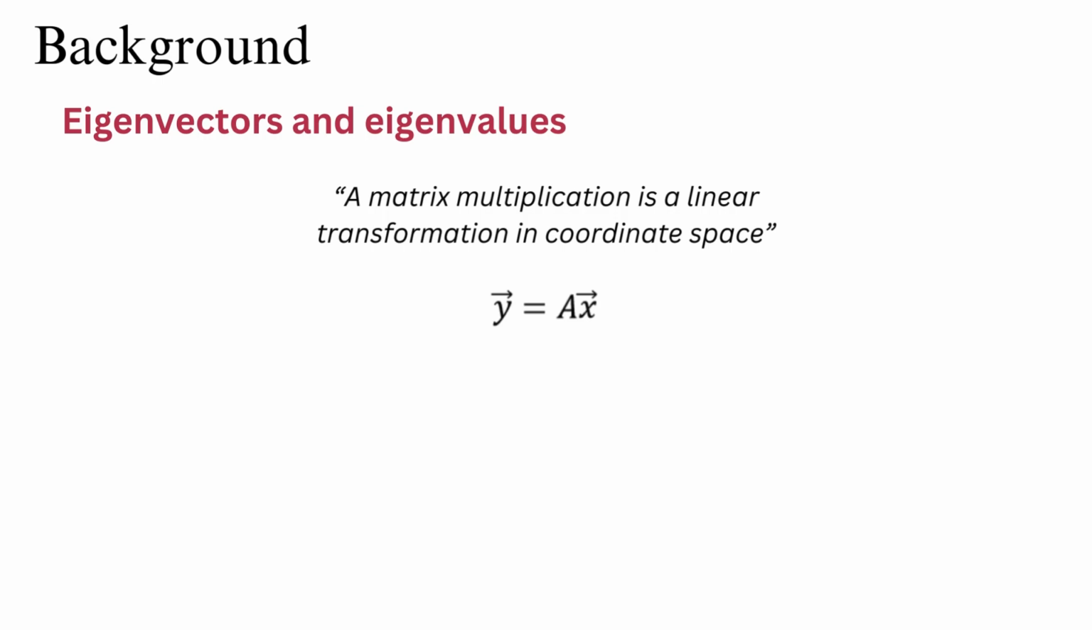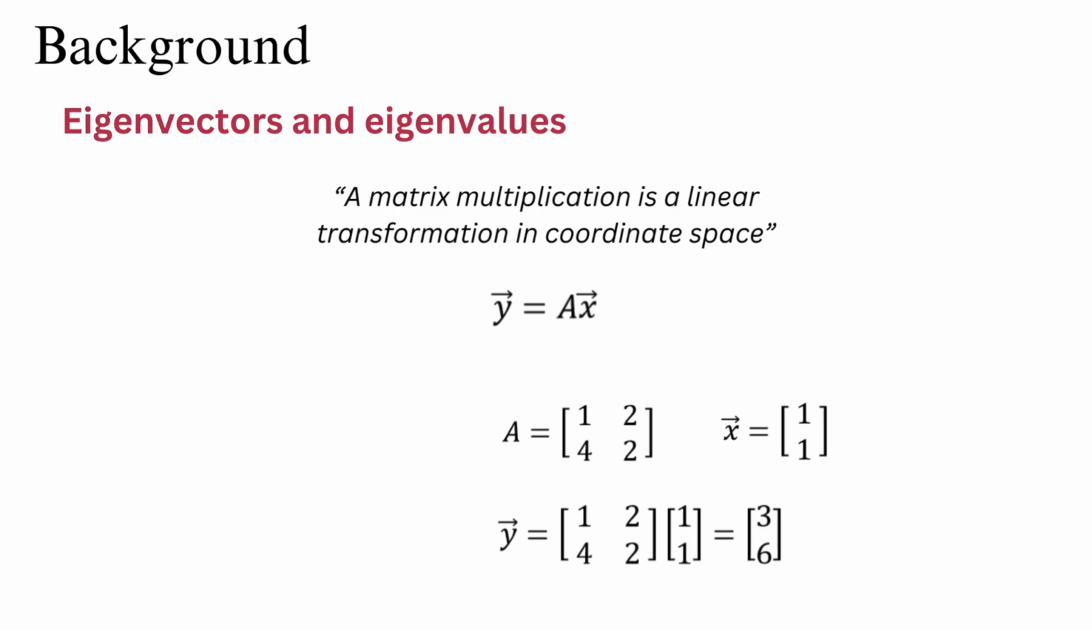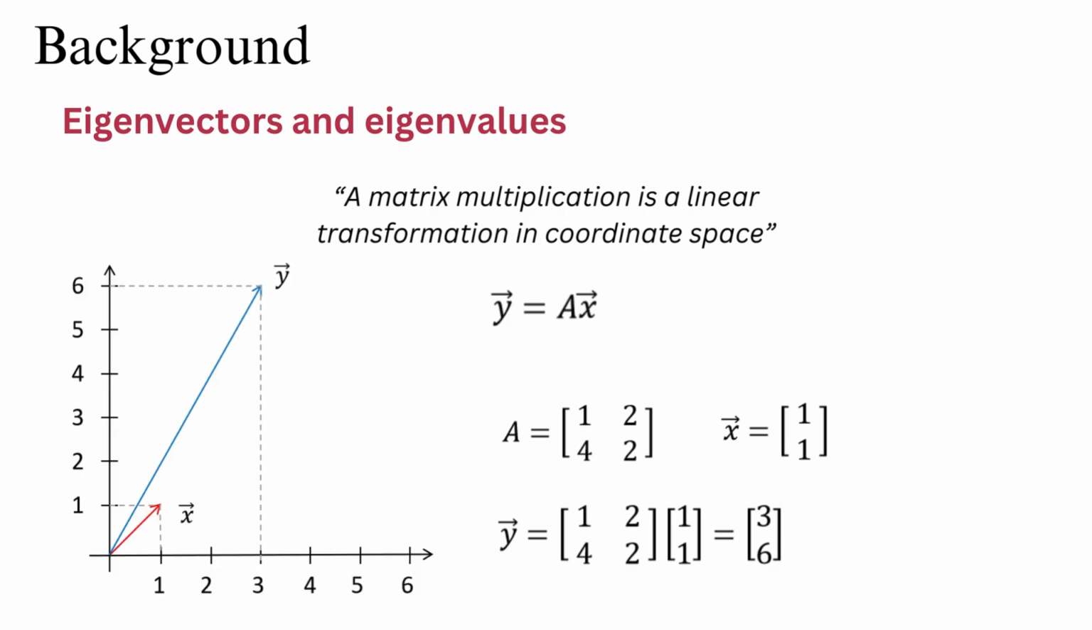Let us assume there is a 2 by 2 square matrix A and a vector in a two-dimensional coordinate space with one unit in x direction and one unit in y direction. Now if I multiply this vector with the matrix A, we'll get a new vector which has 3 units in the x direction and 6 units in the y direction. Now if we plot this on a graph, we see that the vector x has been transformed to a new vector y with the help of matrix multiplication through A.